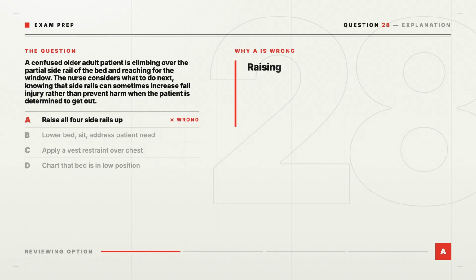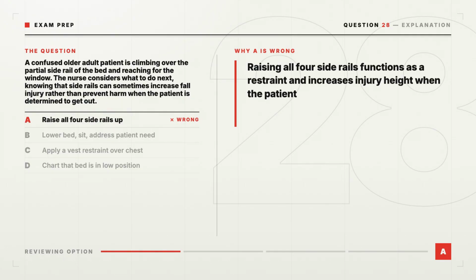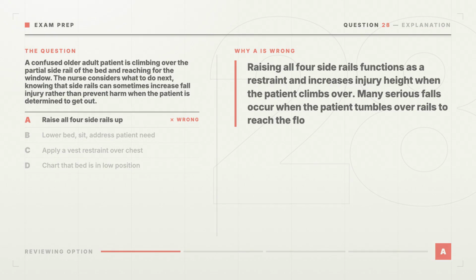A is wrong because raising all four side rails functions as a restraint and increases injury height when the patient climbs over. Many serious falls occur when the patient tumbles over rails to reach the floor.